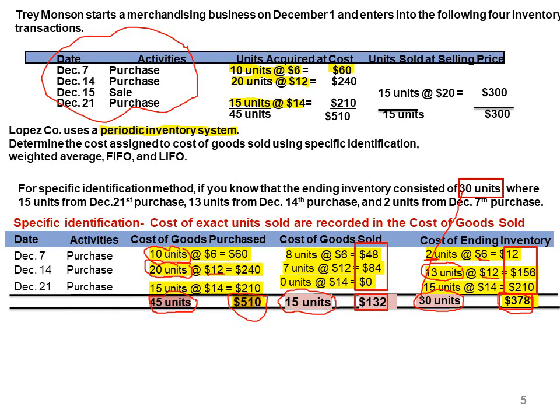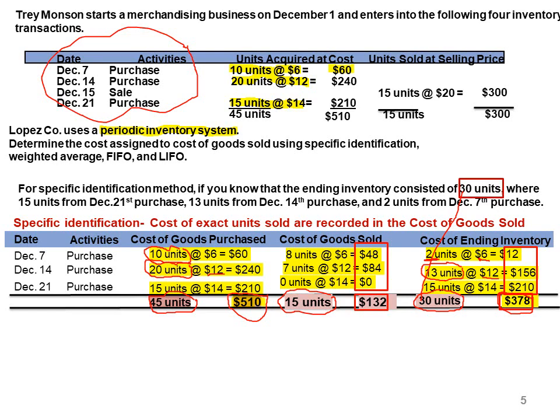Then on the second date, which is December 14, we started the date with 20 units. We ended with 13 units. This means that the difference, which is 7 units, represents units sold. So we record 7 units times its cost price, which is 12, so we will get 84.